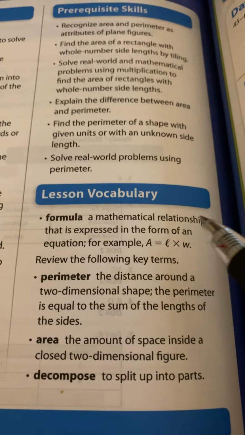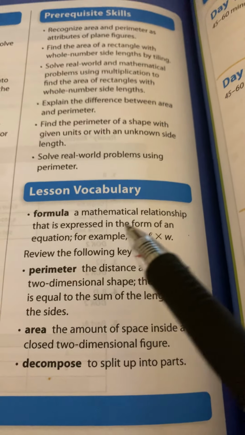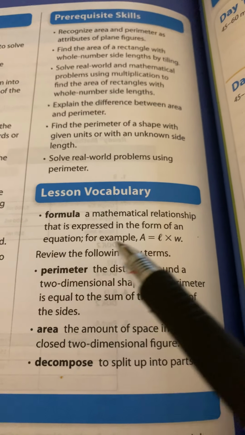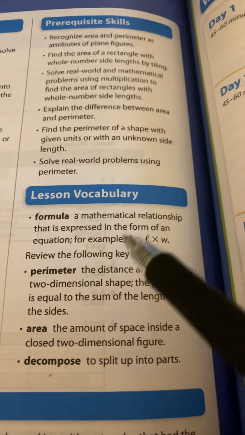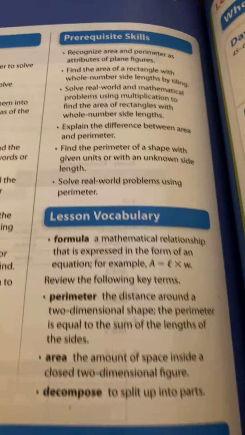Good morning, students. Today we will be starting lesson 26, perimeter and area. And the lesson vocabulary for today that we have to focus on is formula, which is a mathematical relationship that is expressed in the form of an equation. For example, A equals L times W, which means area equals length times width.